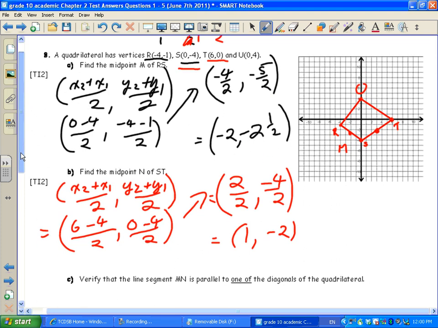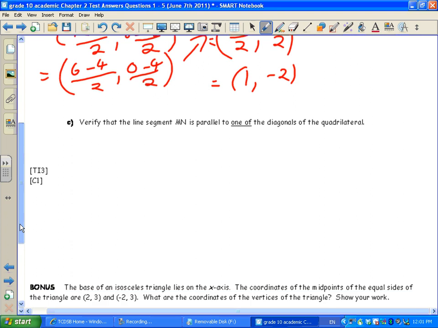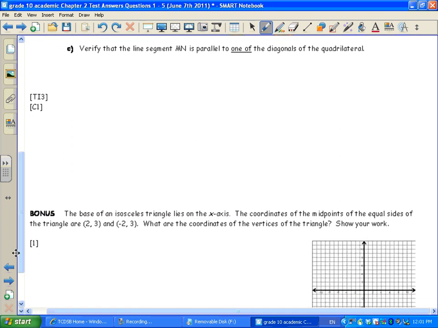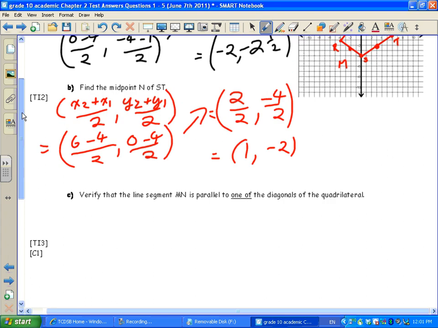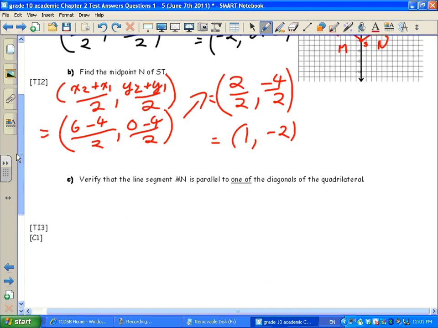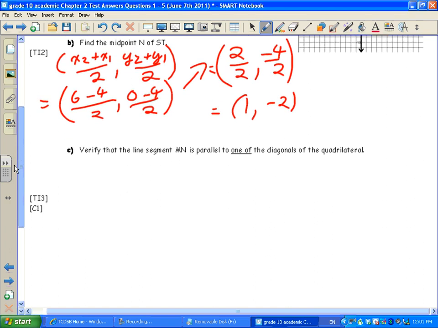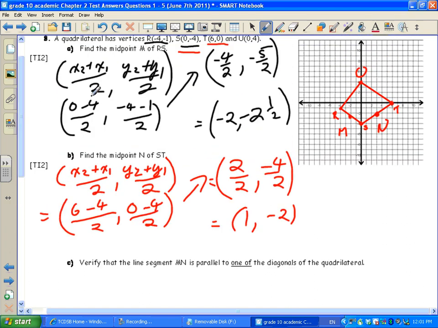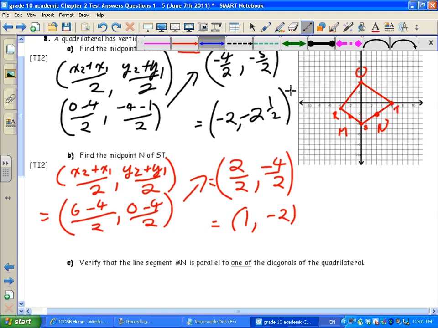We'll scroll down to question C. It says verify that the line segment MN, which are the two new points we just made. This midpoint was M. We call this midpoint N. Is parallel to one of the diagonals of the quadrilateral. So there's going to be two diagonals. One of them is going to be SU.